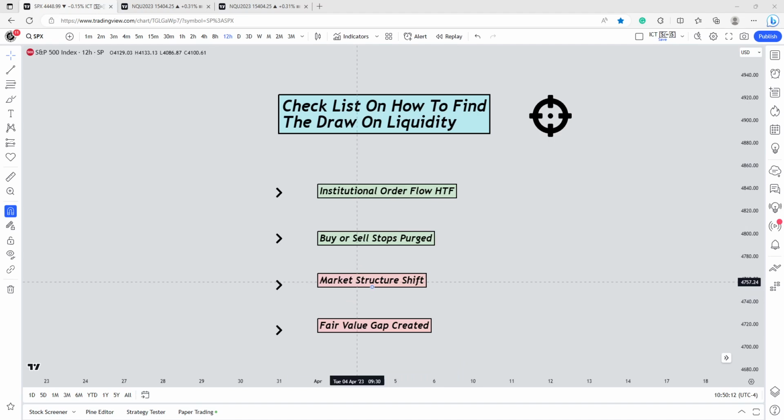And while it creates that market structure shift, does it create a fair value gap in that leg that creates the market structure shift to the downside? So that may sound a little confusing, and I'll be walking you guys through the examples to hopefully clear that up. Also, I did lose my voice, so if I sound a little bit different, that's why.